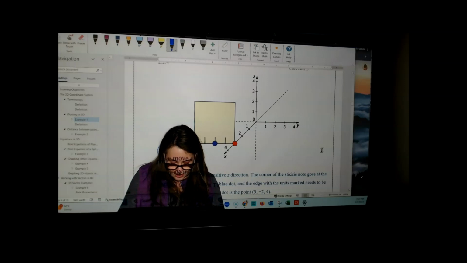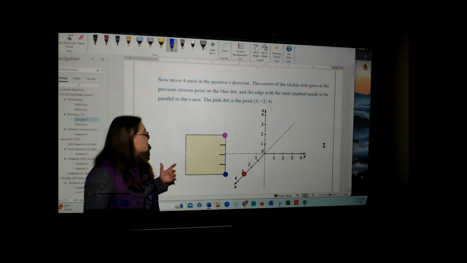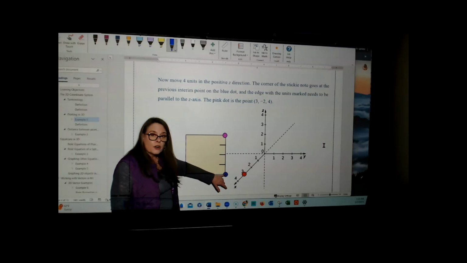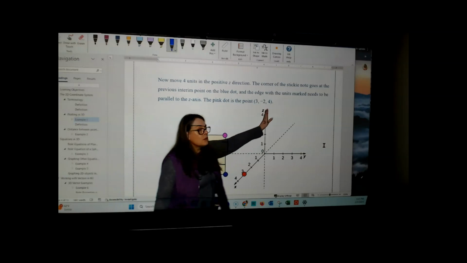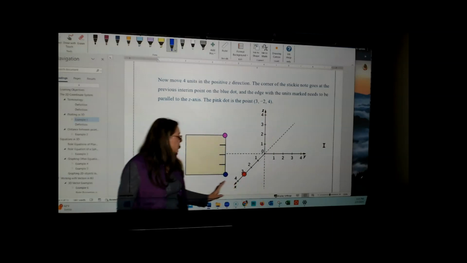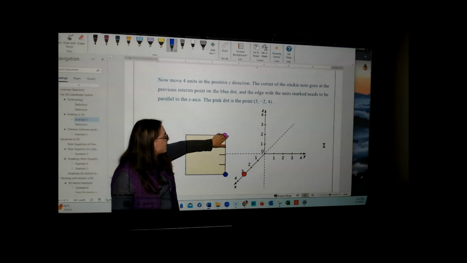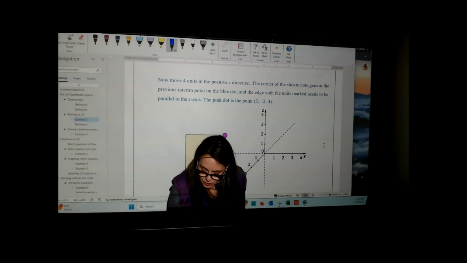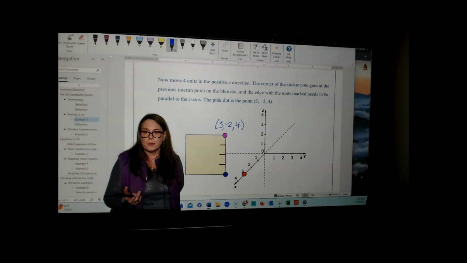Finally, in order to plot the point 3, -2, 4, we need to move 4 units in the positive z direction. So we take off our sticky note, we put the corner at the interim point, and then we move so that this edge is parallel to the z-axis, needs to be parallel. And then we move positive 4 units in this direction. And this final point up here is going to be our point 3, -2, 4. And this is how you would graph it on just regular notebook paper or whatever.